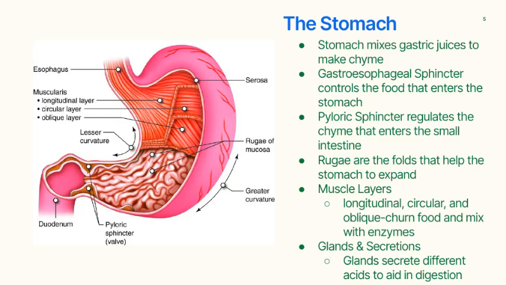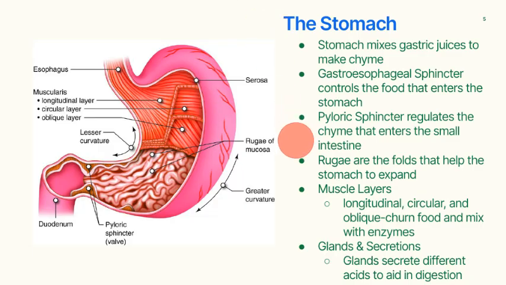The rugae are the folds in the stomach. When the stomach has food in it, obviously, the folds get bigger, and that allows the stomach to expand. The stomach has three muscle layers: longitudinal, circular, and oblique. They all work together to churn food, mixing it with the digestive enzymes and acid. Your stomach also has glands that secrete different acids to aid in digestion. The stomach secretes hydrochloric acid, which helps break down proteins, and pepsin, an enzyme that further aids in digestion.